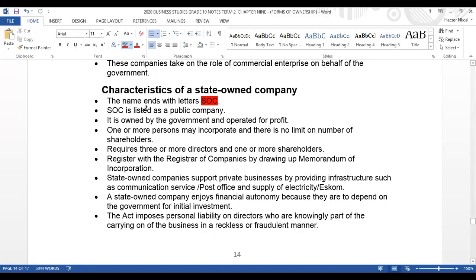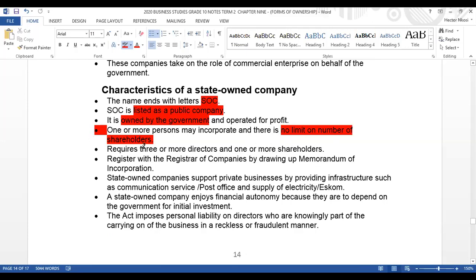Then your state-owned company is listed as a public company. It is owned by the government and operated for profit. So it's owned by the government. More persons may incorporate, and there is no limit on the number of shareholders. So no limit, right? There is no limit on the number of shareholders. Also, it requires 3 or more directors and 1 or more shareholders.